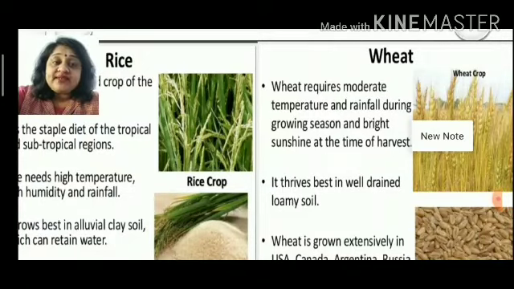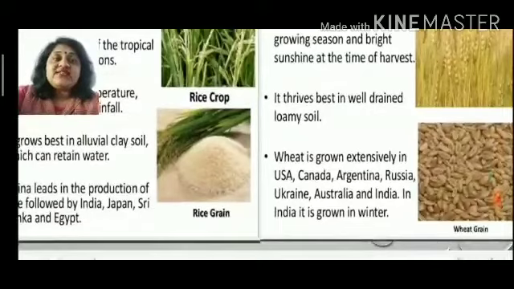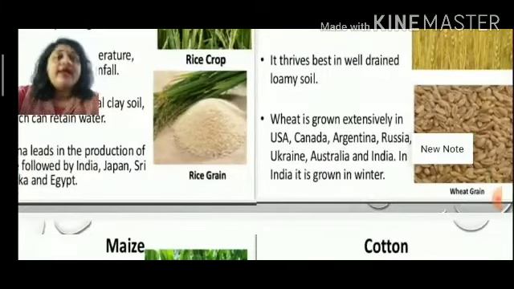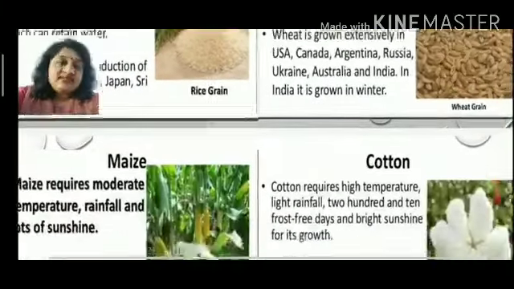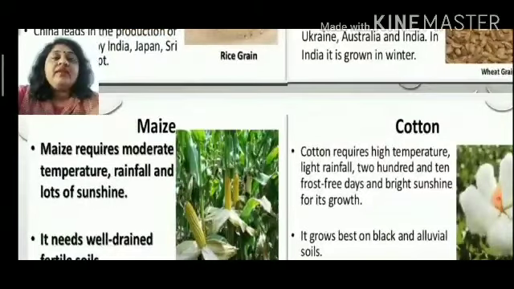It thrives best in the well-drained loamy soil. Wheat is grown extensively in USA, Canada, Argentina, Russia, Ukraine, Australia and India. In India, it is grown in winter season. Again, maize. Okay, you can see very well.